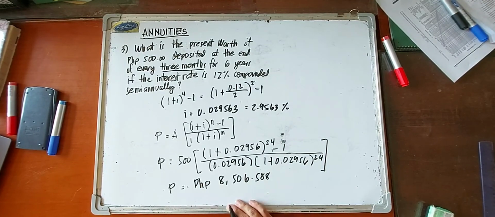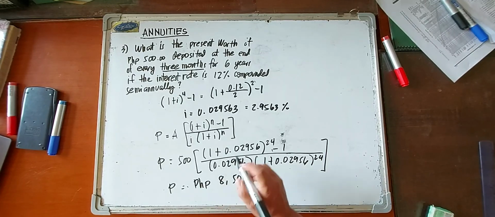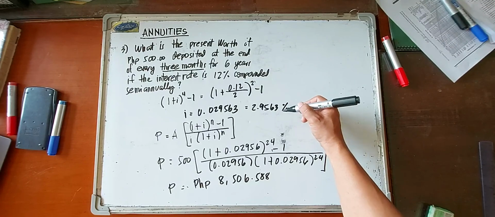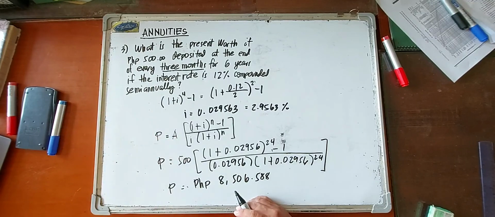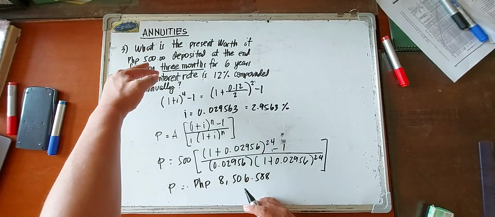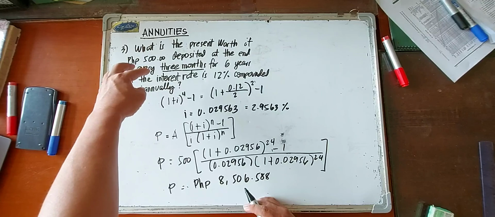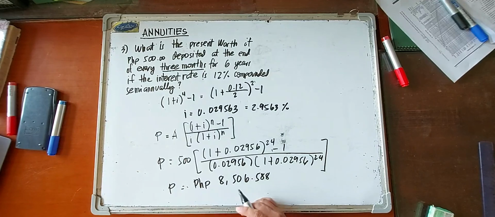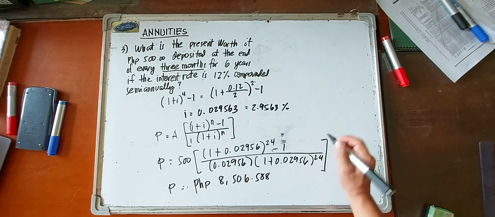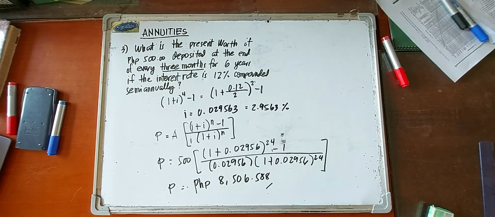So the present worth is equivalent to 8,506.588 pesos. Okay, so if you deposit this amount at an interest rate of 2.9563% quarterly, then you will be receiving every quarter 500 pesos. But in this case kasi given yung 500 pesos as being deposited, quarterly, then we will be in the present, ito yung value niya. 8,506.588 pesos. Okay, so that's for problem number 3.